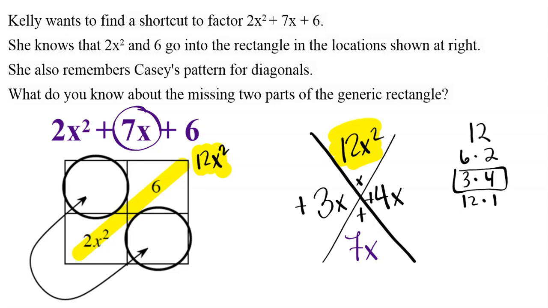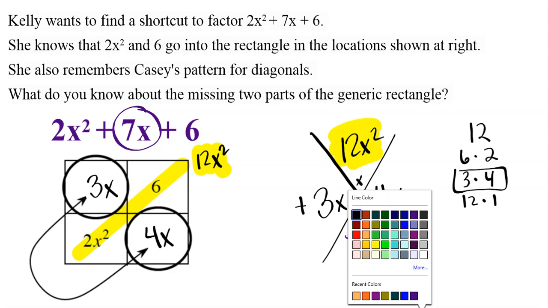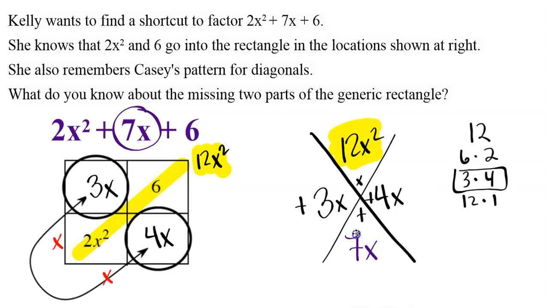So now we have 3x and 4x, and we just have to figure out what goes around it. We know we have to have an x here, so we've got an x and an x, and then a 2 and a 4. 2 times x is 2x squared. 4 is going to be 2 times 2, and 2 times 3 is 6, and that's it. All of a sudden the puzzle pieces fit.